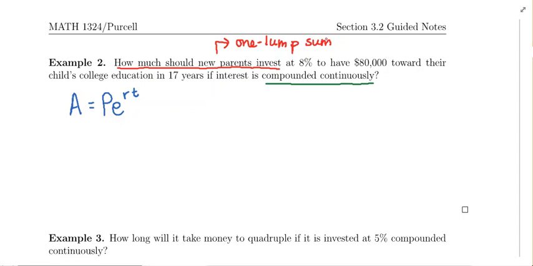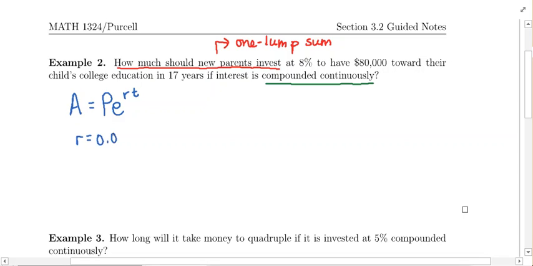So this is going to be the PERT formula. Okay, let's figure out what we're looking for and what we know. Let's do our obvious stuff first. The interest rate is 8%. Convert that to a decimal. Time is 17 years. That's how long they're going to save the money for. Remember, there will be no M value. So now we're down to A or P.